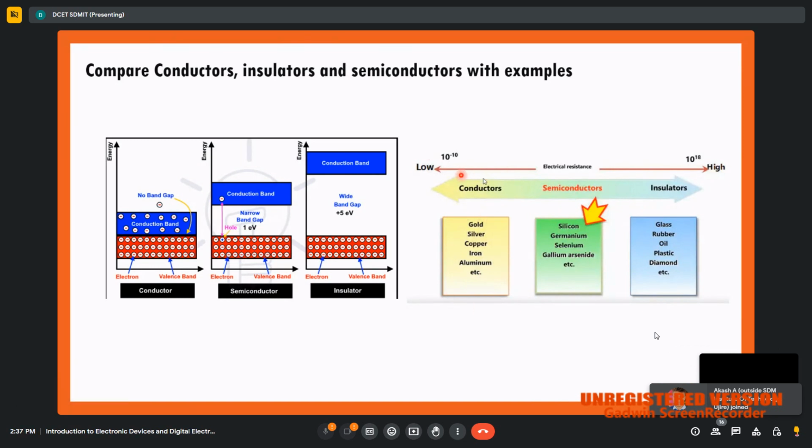Here there is another type of material, we call it a semiconductor. Semiconductors are constructed using silicon, germanium, cesium, and gallium arsenide. If you take any electronic device, the majority of them are constructed from semiconductors.